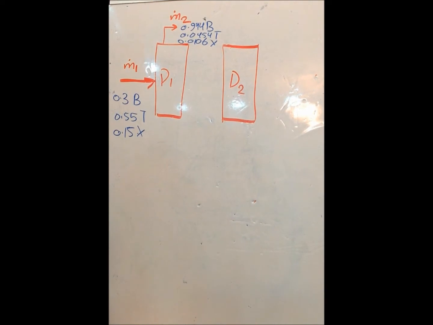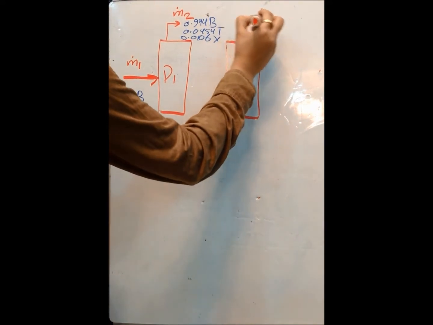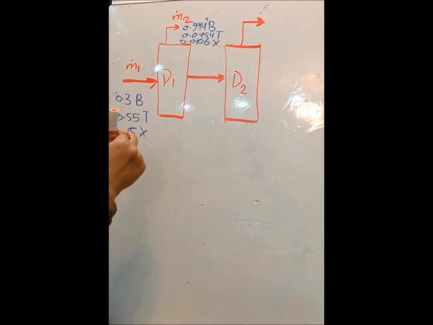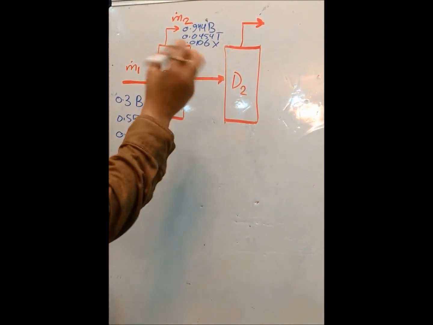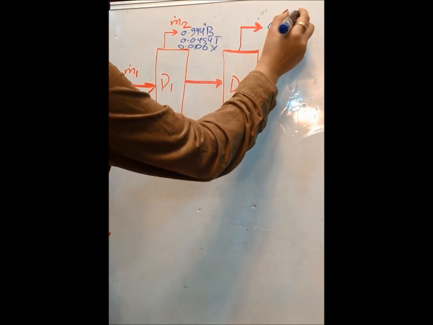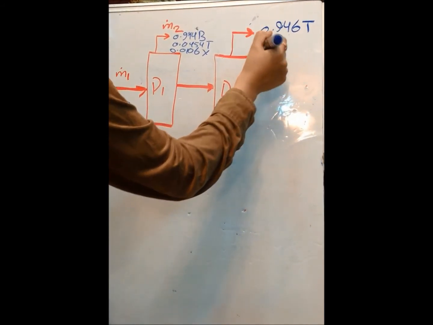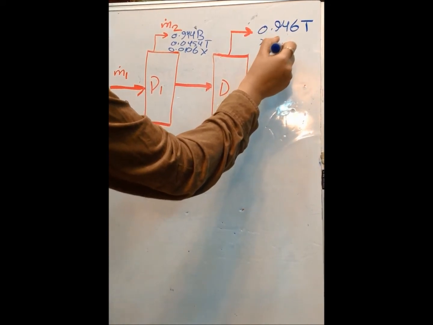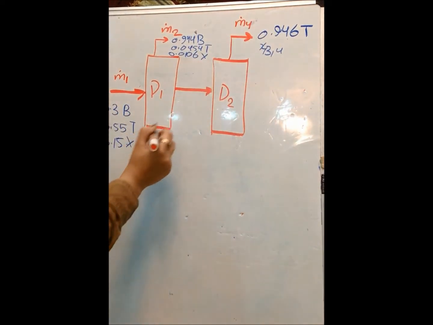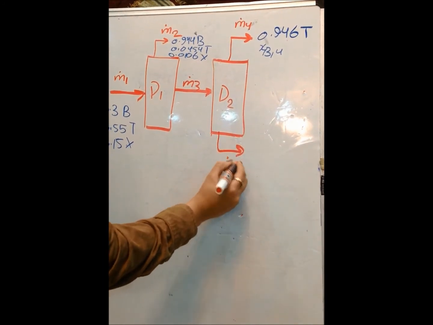The second column is designed to recover 92% of the toluene in the original feed in its overhead stream at the composition of 0.946. So the overhead of the second distillation column will consist of 0.946 of toluene. We don't know the composition of benzene here, which is in stream 4, and here we have stream 3, and here we have stream 5.